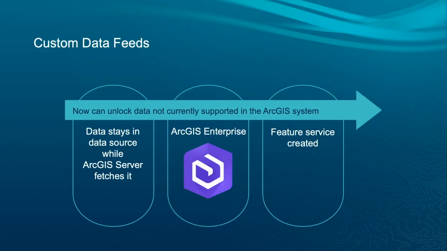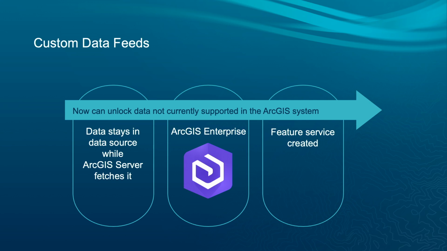One last part of the Enterprise SDK, Maggie spoke to it a bit, was custom data feeds. These were introduced with Enterprise 11.1. It came out last April, so almost a year ago. They allow you to unlock data not currently supported in the ArcGIS system. They can be written for any data source. If you as a developer know what you're doing and can read the data source, you can create a custom data provider. And that will then be able to let the data stay in its data source.